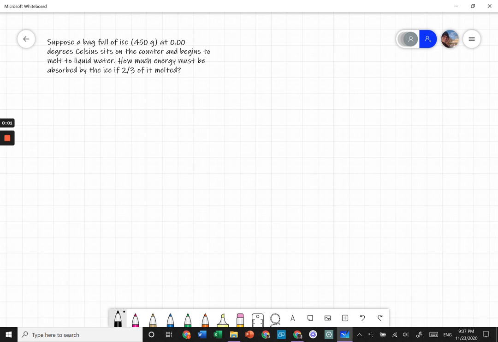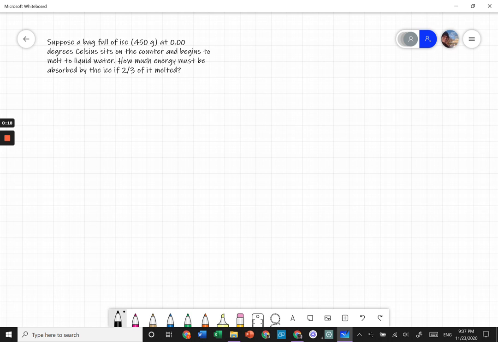This is Unit 3, Worksheet 3, question number 5. The question states, suppose a bag full of ice, 450 grams, at 0.00 degrees Celsius sits on the counter and begins to melt to liquid water. How much energy must be absorbed by the ice if 2/3 of it melted?